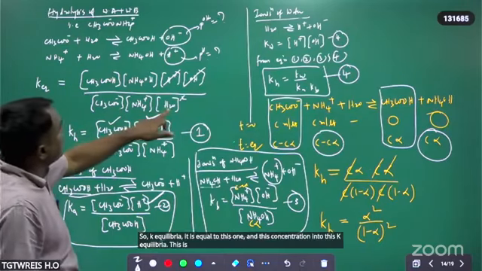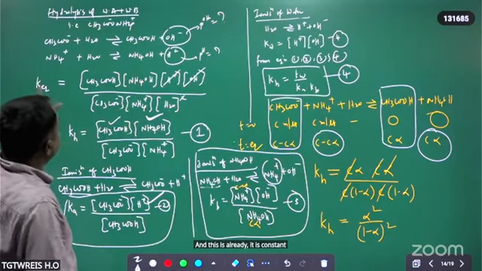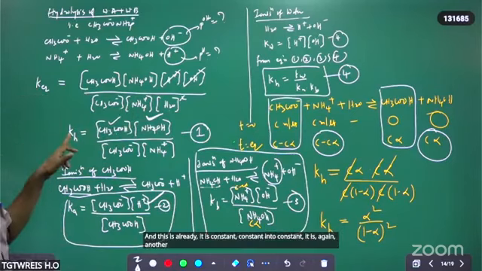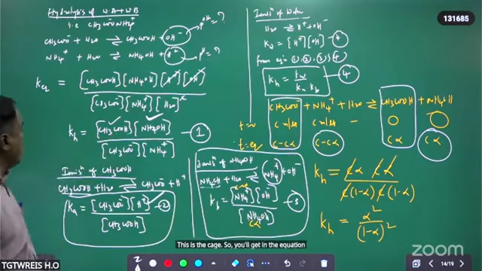This is constant at constant temperature, and this is already constant. Constant into constant is again another constant. It is the salt hydrolysis constant. This is the Kh. So you will get equation number 1 in this case.